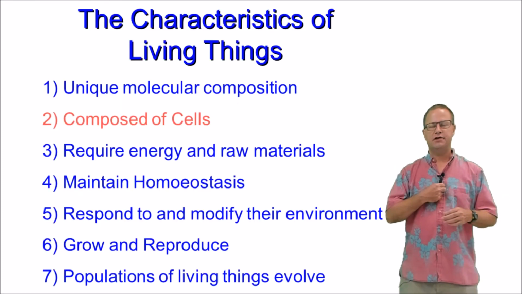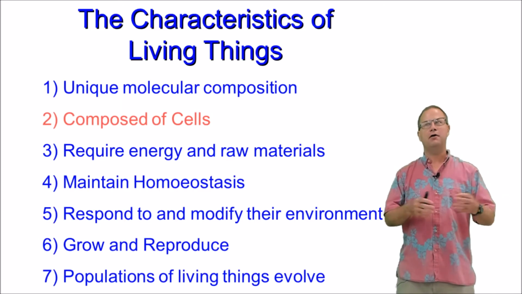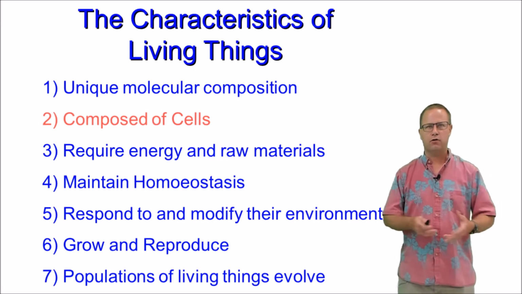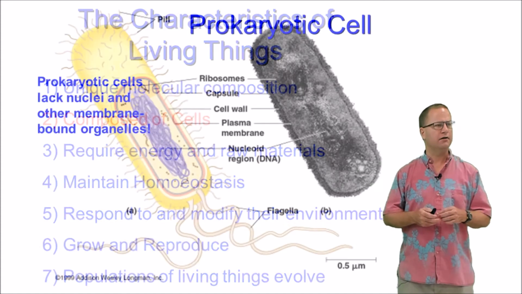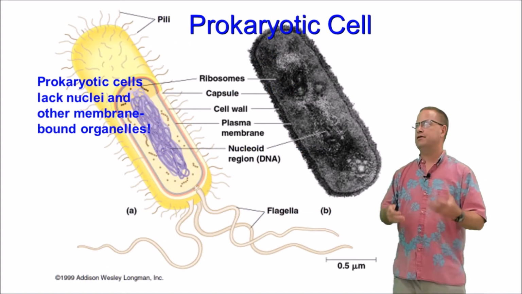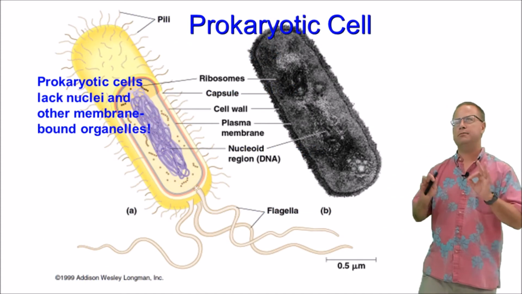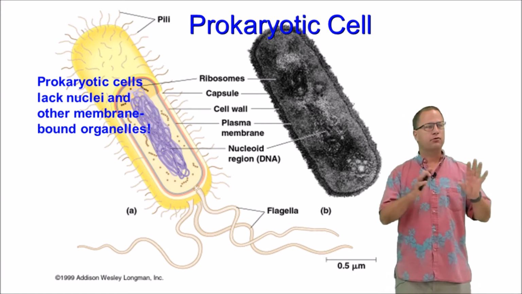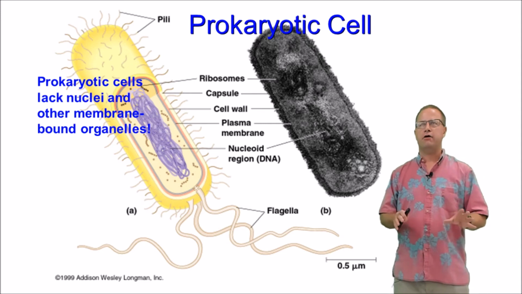The next characteristic of living organisms is, for the most part, they are composed of cells, right? When we talk about a human or a dog or an apple, it's all composed of cells. And cells are, again, the smallest unit of life that still display all the potential properties of life. There are two different groups of cells. We have prokaryotic cells and eukaryotic cells.